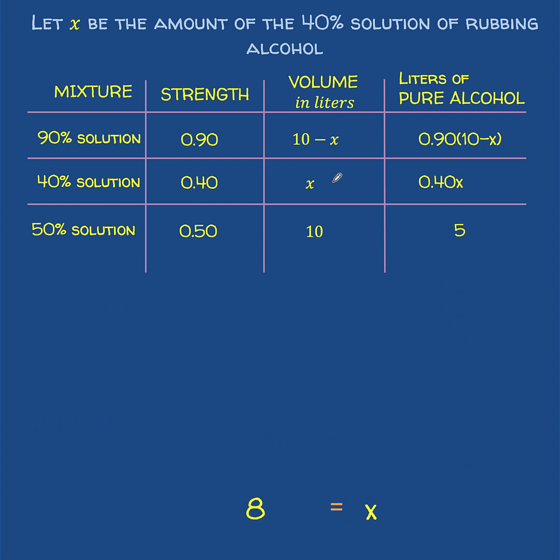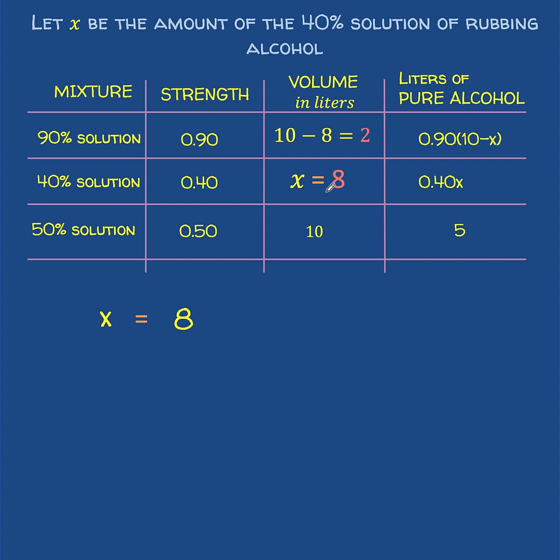So this means that the volume of the 40% solution is 8 liters. This is now 8 liters. And since the total volume here is 10, if this is 8, this must be 2, or 10 minus 8 equals 2. Then this x is this 8. So 0.40 times 8 gives us 3.20. This 10 minus x is this 2. So we have 0.90 times 2, or 1.80. The sum of 1.80 plus 3.20 is 5.00, or this 5 liters, which confirms that our solution is correct.